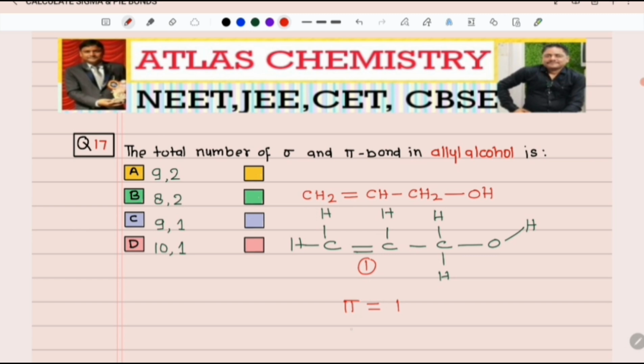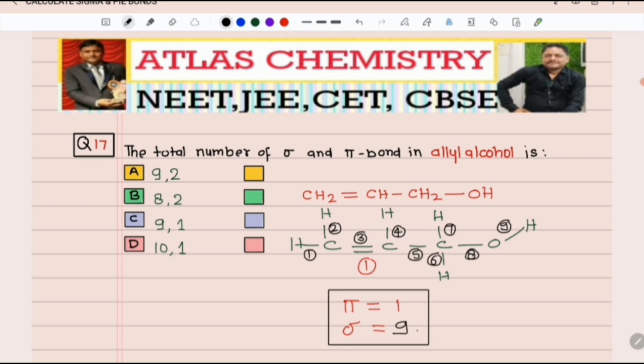Now we have to count the sigma bonds. So total sigma bond is how much? 1, 2, here 3, 4, 5, 6, 7, 8 and 9. So there are 9 sigma bonds. So from the given options it is clear that option C has 9 sigma bonds and 1 pi bond. So the correct option is option C.